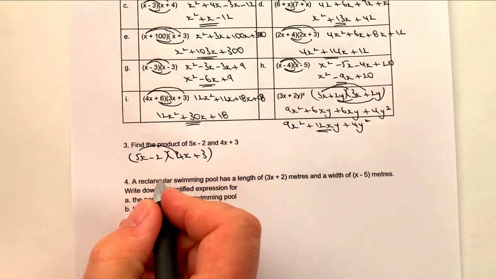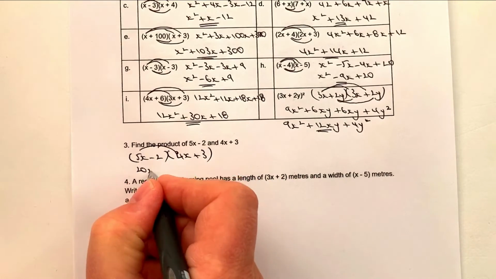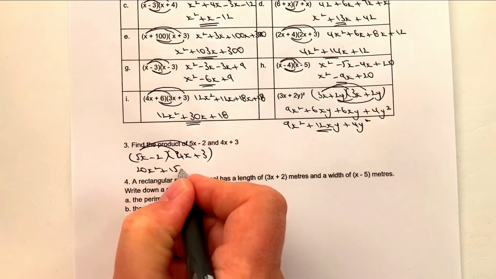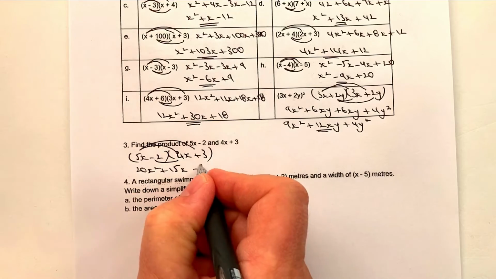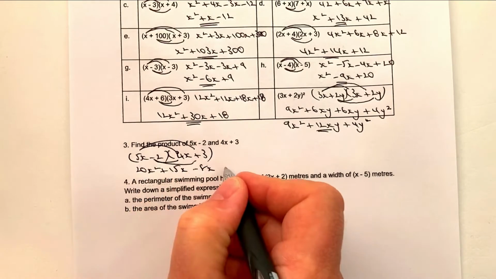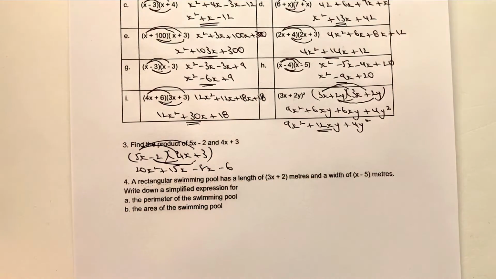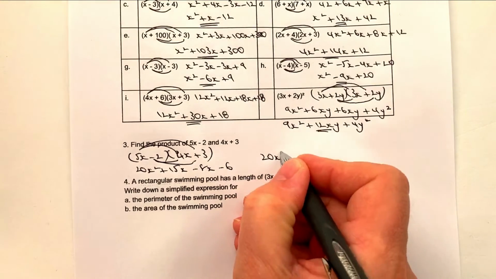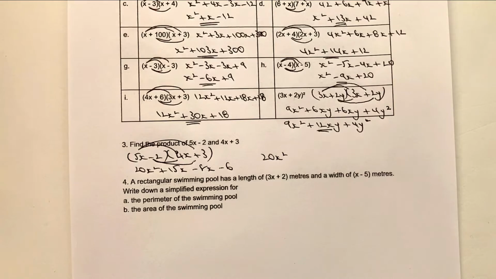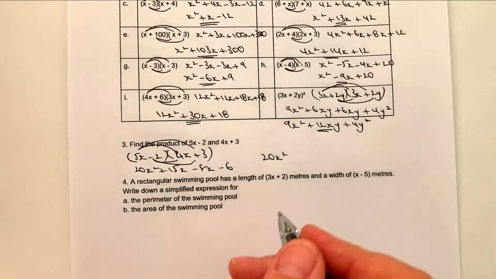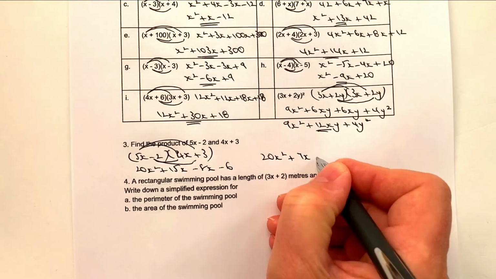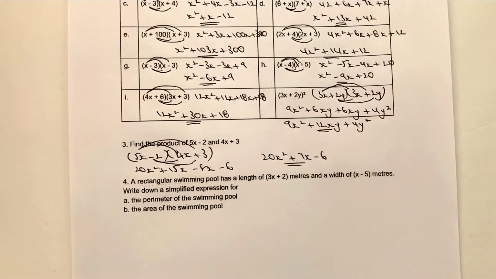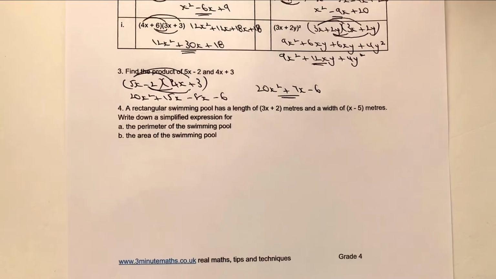So 5 times 4 is going to be 20x squared, plus 15x, minus 8x, and minus 6. Okay, when I tidy that up a little bit, I'm going to get 20x squared, and then I've got 15x minus 8x is plus 7x, and then minus 6 at the end, and that would be the answer to that question. Okay, final then is a word problem.